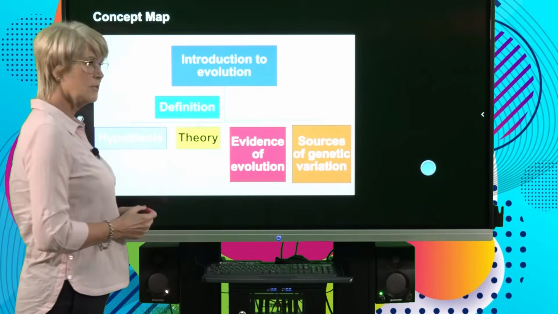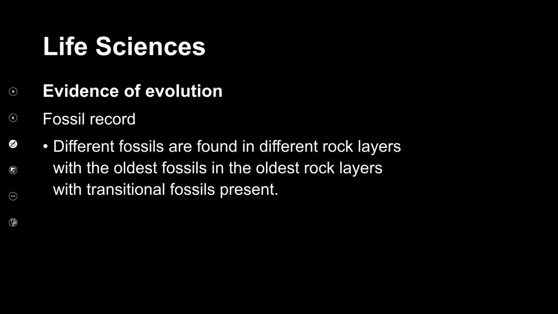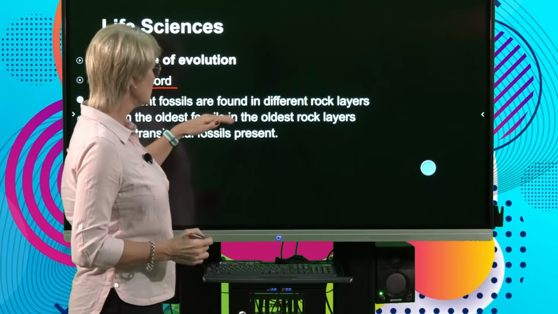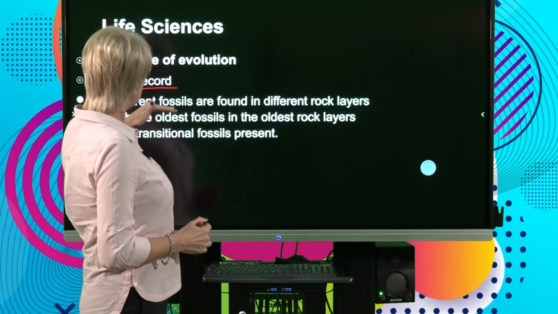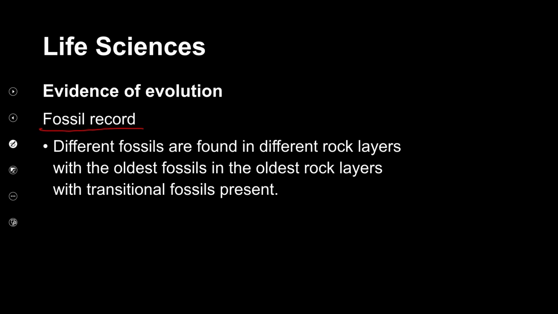Okay, so what we're going to look at now is the evidence that there is for evolution. We're going to look at the various forms that we have. The first thing we're going to look at is the fossil record. Remember, you have covered how fossils were formed. We find that fossils are found in different layers of rock.